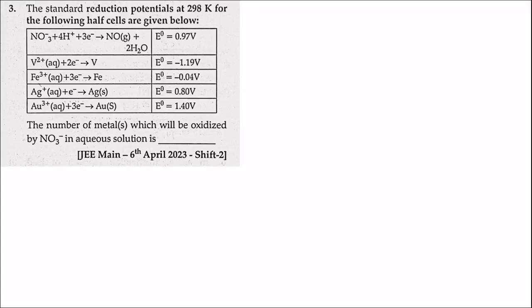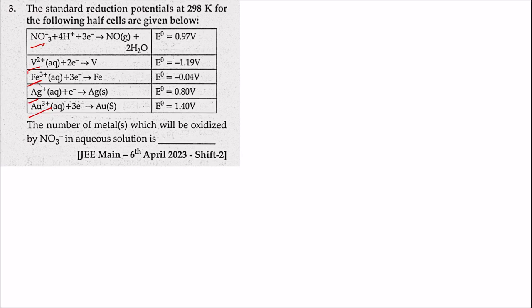The standard reduction potential at 298 Kelvin for the following half cells are given below. The number of metals which will be oxidized by nitrate in aqueous solution is. Standard reduction potential of nitrate, V2 plus ion, Fe3 plus ion, silver ion and gold ion are given. You have to find the number of metals which will be oxidized by nitrate.